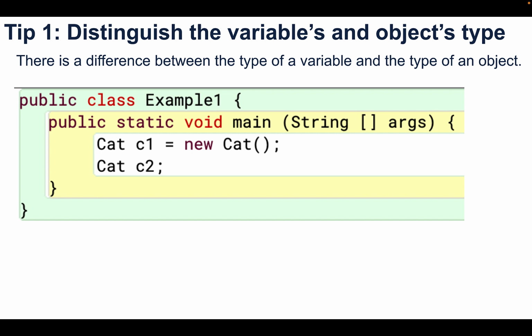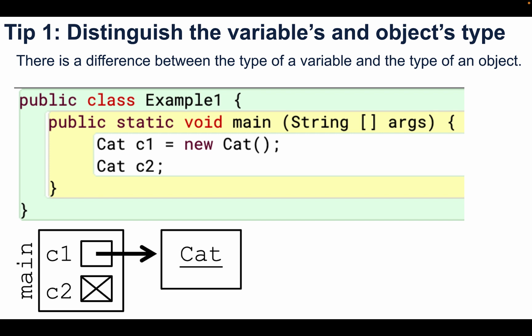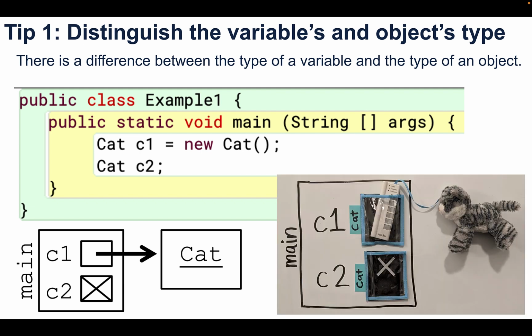We show them the code here and we say, draw a diagram of what this would create. Our students are used to drawing diagrams that look something like this. You can see C1 references a cat object and C2 is null. We also in our class use physical objects to represent Java. So students would be familiar with seeing something like this, but we add some changes. The type of the variable, here C1, is cat. C2, the type of the variable is cat.